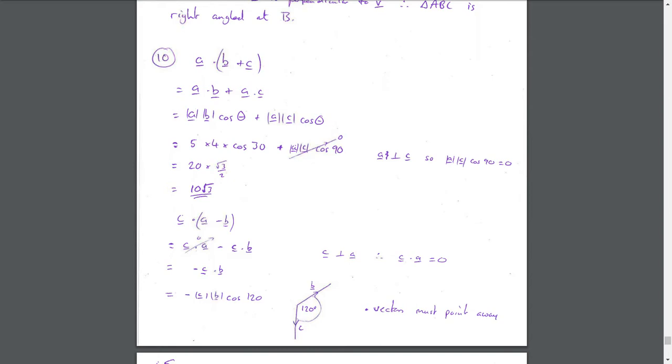In the trapezium PQRS, the lengths of the sides PQ and PS are 5 and 4 units respectively. So the magnitude of A is 5, the magnitude of B is 4. The vectors A, B, and C are shown on the diagram. Evaluate A dot (B plus C) and C dot (A minus B).